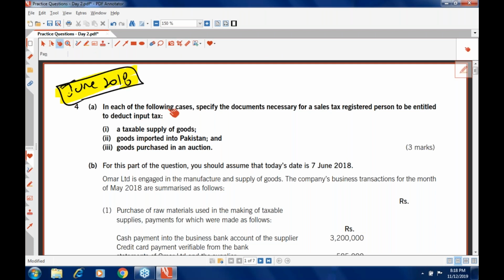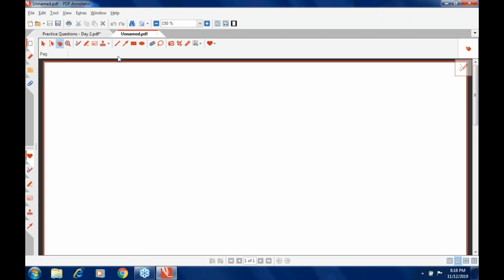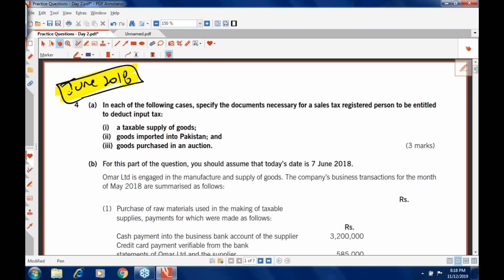It says, in each of the following cases, specify the documents necessary for a sales tax registered person to be entitled to deduct input tax: a taxable supply of goods, goods imported into Pakistan, and goods purchased in an auction. Let's try to understand what exactly this means.